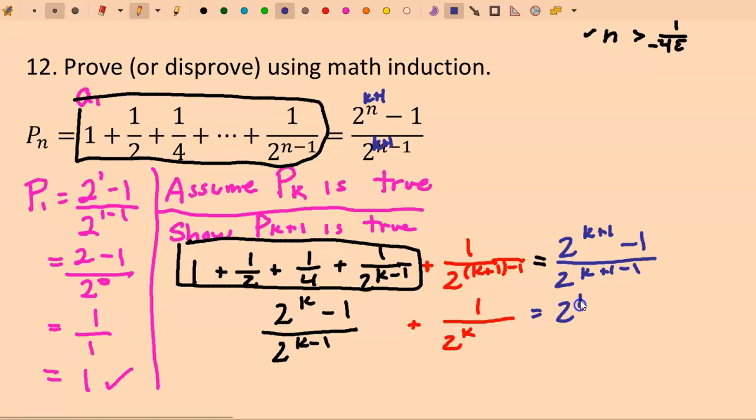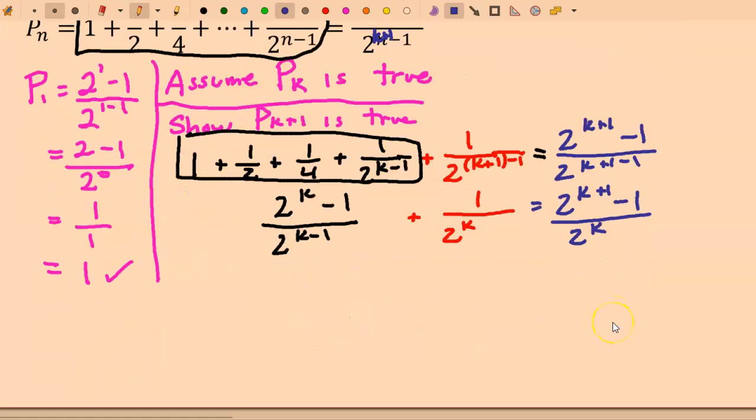And just recopy. The top and the bottom we can simplify. K plus 1 minus 1 is 2 to the k. So we got to combine these two on the left, and hopefully it comes out and equals this thing on the right. Both sides have to be the same.